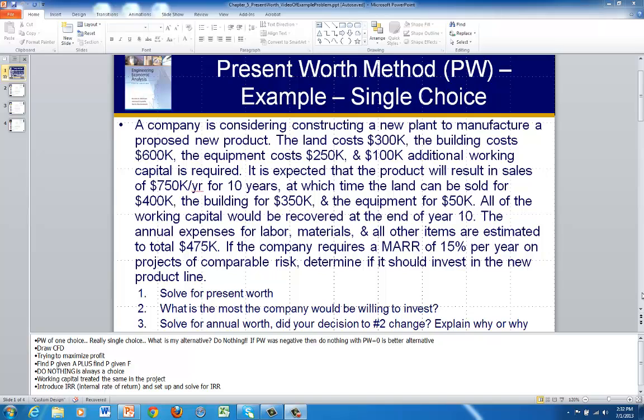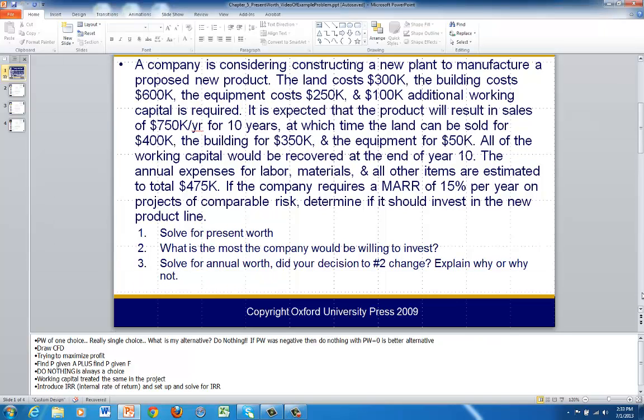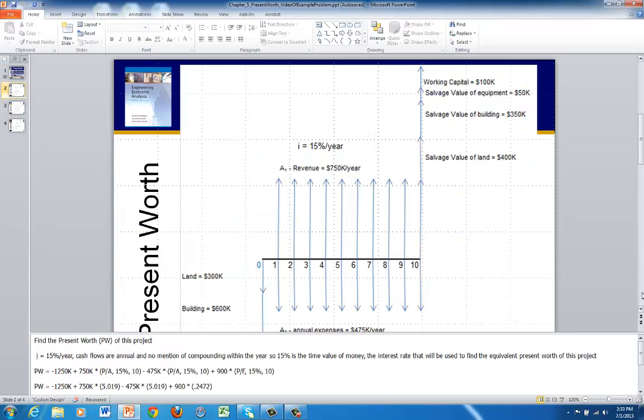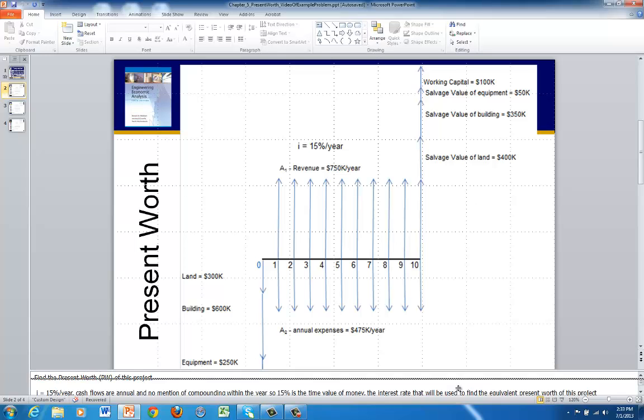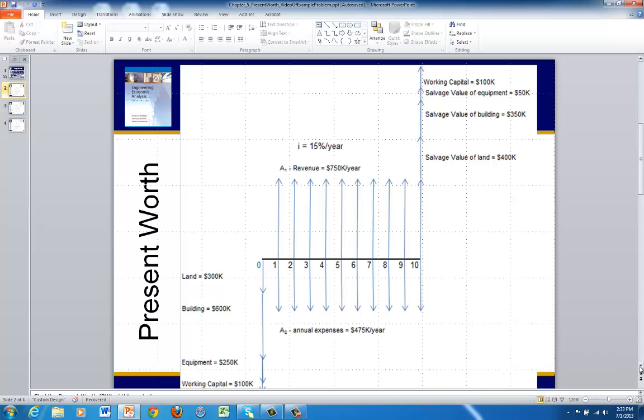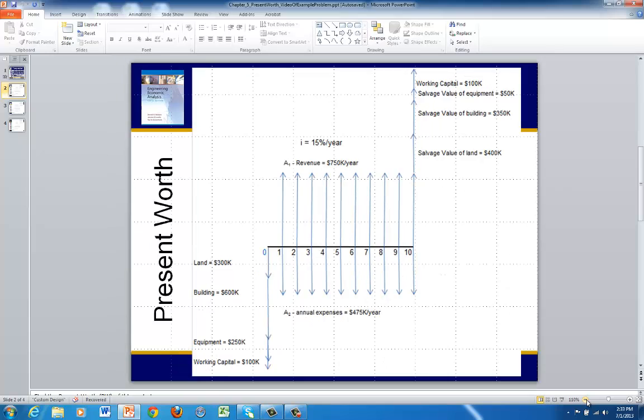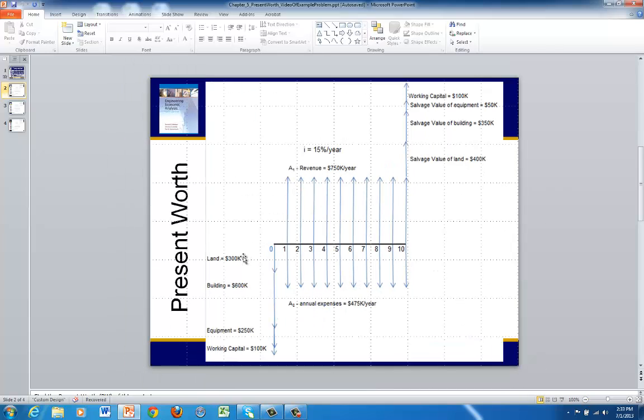So let's look at the cash flow diagram. If this moves down, there we go. So we have the cash flow diagram. So here we have all of the initial investments listed, and you can see them there. We have the land, the building, the equipment, and the working capital. So we're showing this hopefully all to scale, and these are outflows. This is from the company's point of view, so these are all outflows.